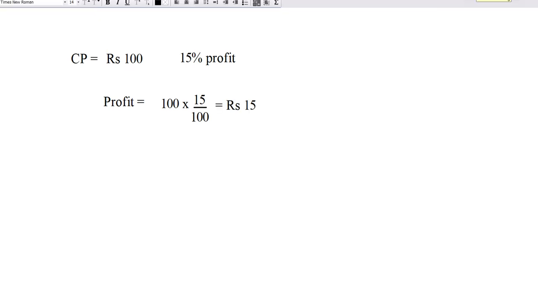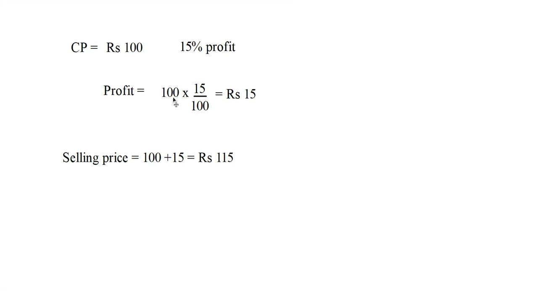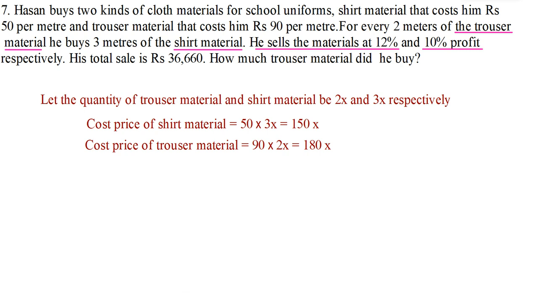Now what is the selling price then? Selling price is equal to 100 plus 15. This 15 we are getting as 100 into 15 by 100, that is cost price into the profit percentage. So 115. Same way, here also you can find the selling price of each material.